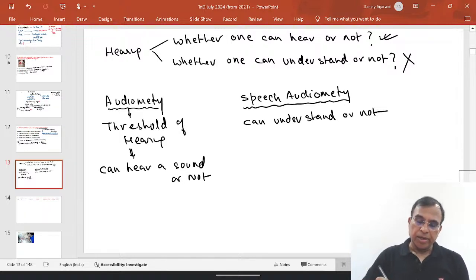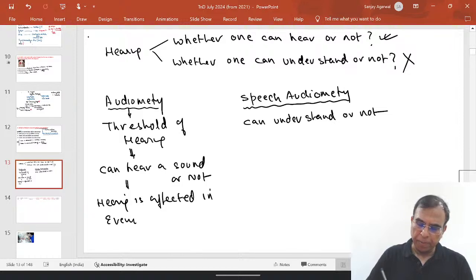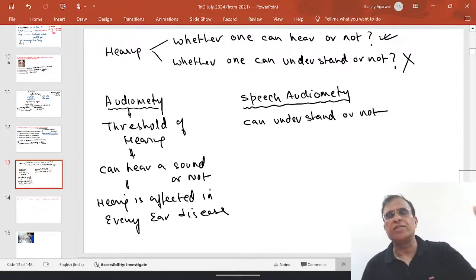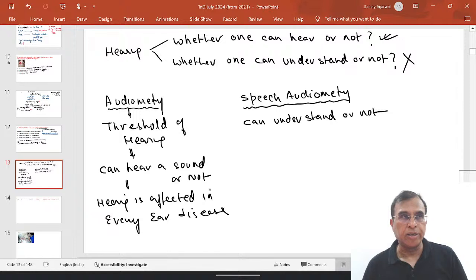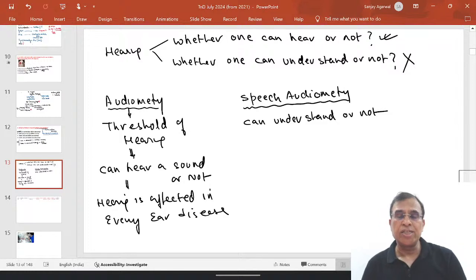Now, hearing threshold. Hearing is affected in almost every ear disease. It is not 100% true, but almost. For us, this is true: no matter which part of the ear has a disease, whether it is the external ear, middle ear, inner ear, eighth nerve, brain stem, or brain, the patient will always have some hearing loss, right?